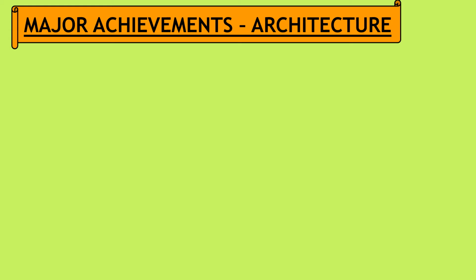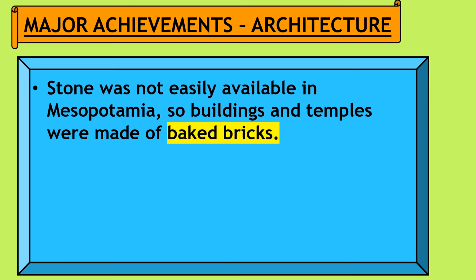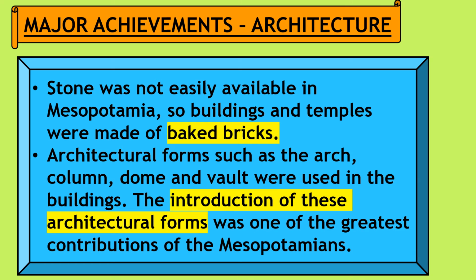Major achievements made by the Mesopotamians in the field of architecture. Stone was not easily available in Mesopotamia, so buildings and temples were made of baked bricks. Architectural forms such as the arch, column, dome, and vault were used in the buildings. The introduction of these architectural forms was one of the greatest contributions of the Mesopotamians.